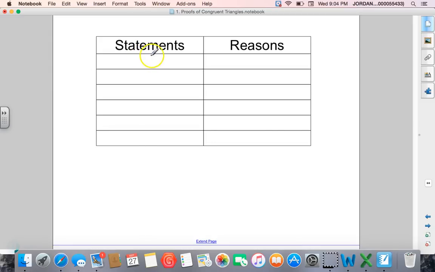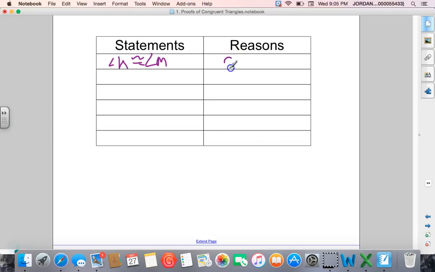So first of all, we're doing what's called a two-column proof. We've got two columns. One column is going to be our statement, and the second column is going to be our reason. So in our statements, you're going to say things like angle K is congruent to angle M, or triangle JKL is congruent to triangle PQL, or something like that. All right. So those are our statements, and our reasons are going to be the way we know those things.